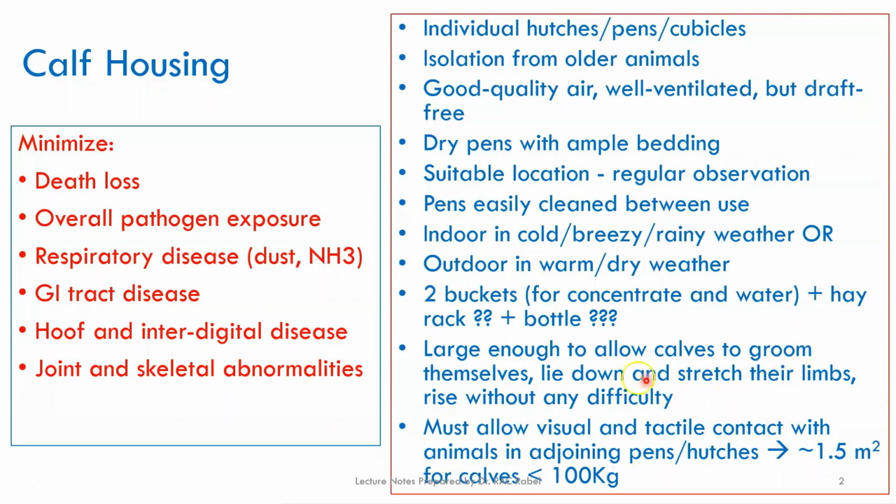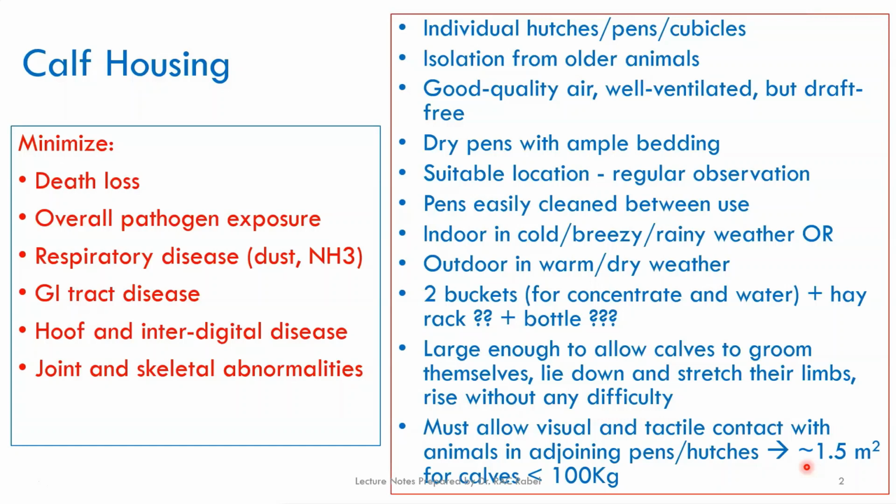Right now, they have to be large enough to allow calves to turn around, lie down, stretch their limbs, and all that. But at the same time, making them unnecessarily large adds to the cost, space, and all that. So that is not necessary, right? Usually we recommend about a 1.5 square meter calf pen area. I'll go into the details on that. So that comes to about 3.5 feet by 4.5 feet approximately.